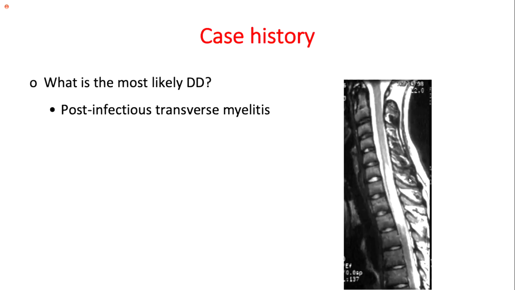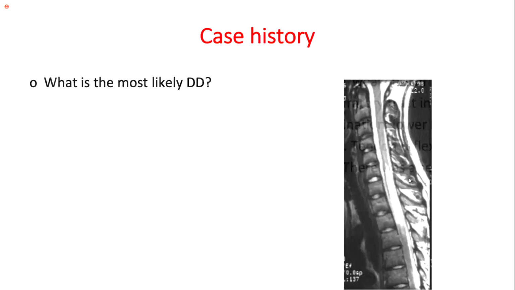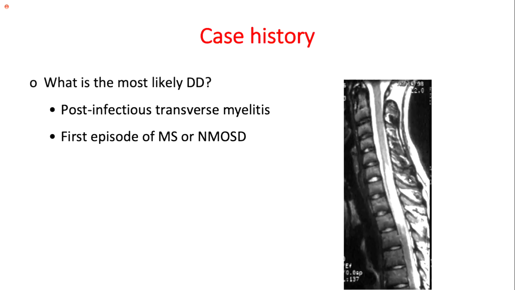So post-infectious transverse myelitis, because the infection, a respiratory tract infection, had occurred 2 weeks before, after recovering from a respiratory tract infection. So it is not an infectious transverse myelitis, it is a post-infection. Or it's a first episode of multiple sclerosis or neuromyelitis optica spectrum disorder.